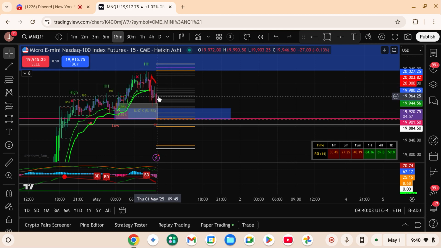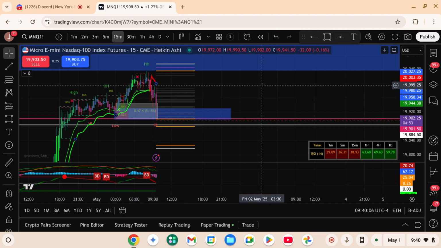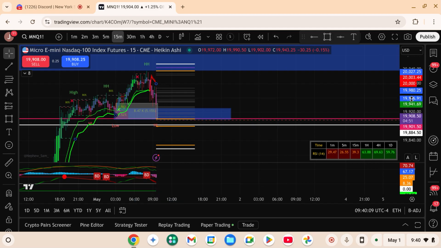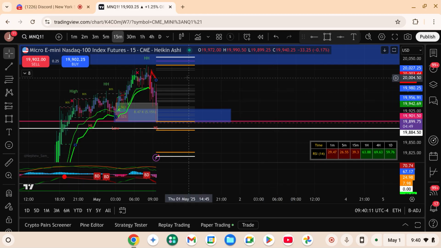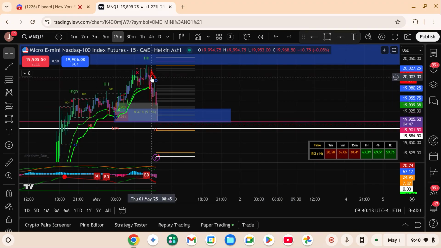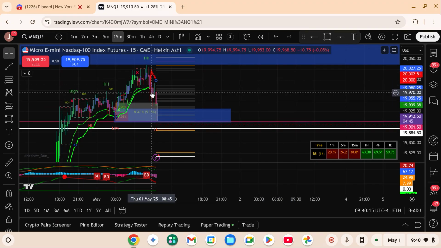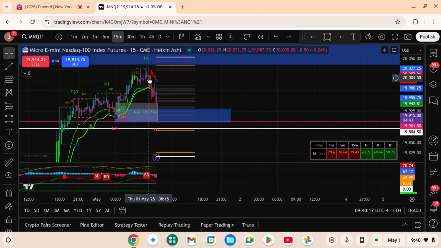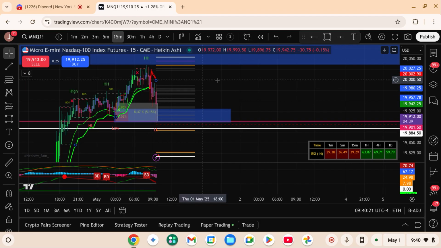So if this half hour closes like this, and then we get the next candle to look like this one here, with no top wick, that's a good sign that it's going to break through this.